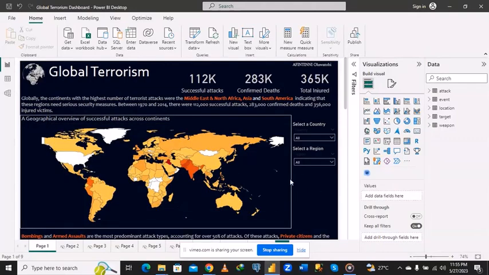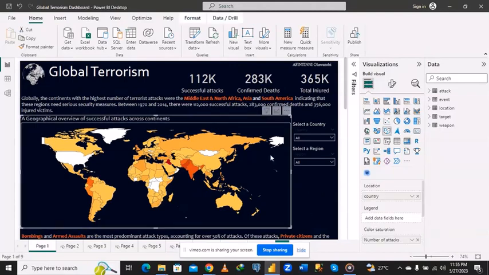Alright, so our first insight generated from this visual shows us that over the years we have 112,000 successful attacks, 283,000 confirmed deaths, and 365,000 people injured.